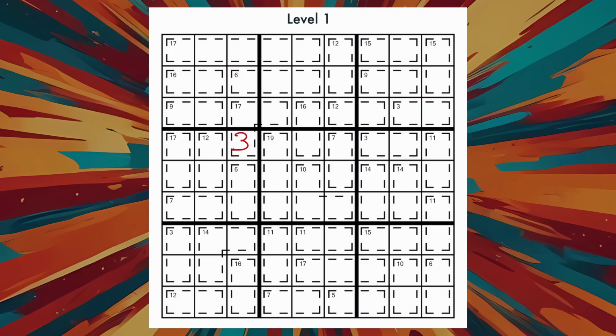Now we used the 45 rule here on a block. It works as well on rows and columns because they also add up to 45. But we can go further than that. We can use multiple rows, multiple columns or multiple blocks. And I'm going to show you an example of that.